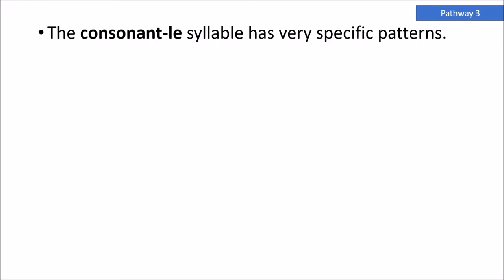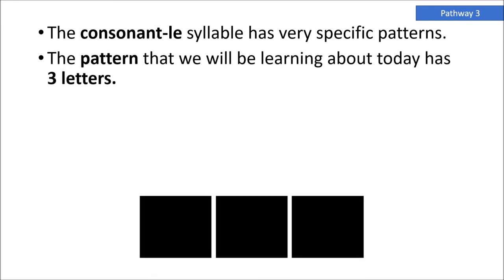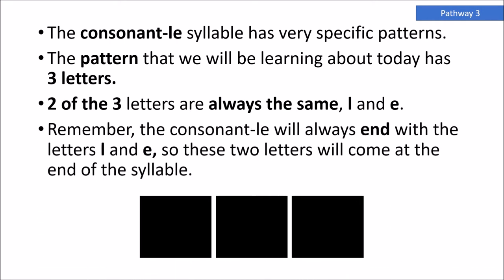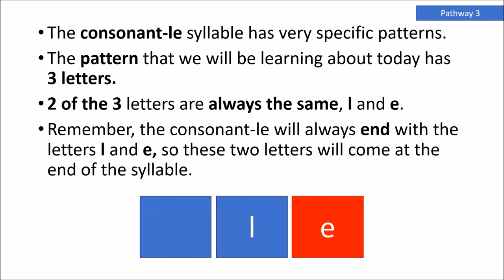The consonant LE syllable has very specific patterns. The pattern that we will be learning about today has three letters, and so you will see three tiles at the bottom of the screen. Two of the three letters are always the same, L and E. Remember, the consonant LE will always end with the letters L and E, so these two letters will come at the end of the syllable.